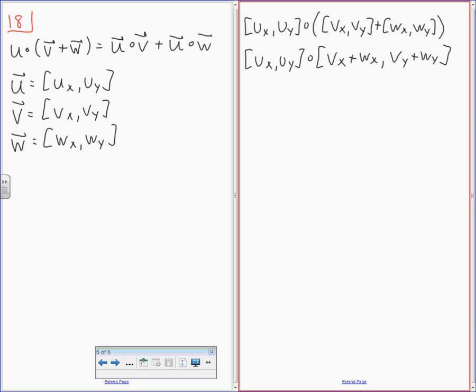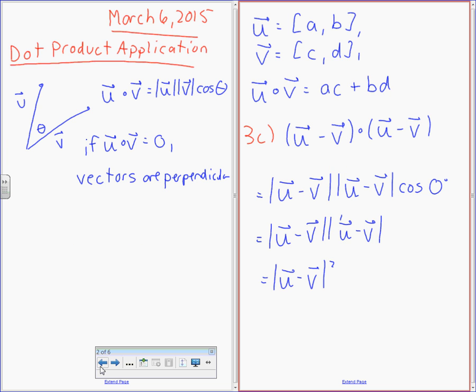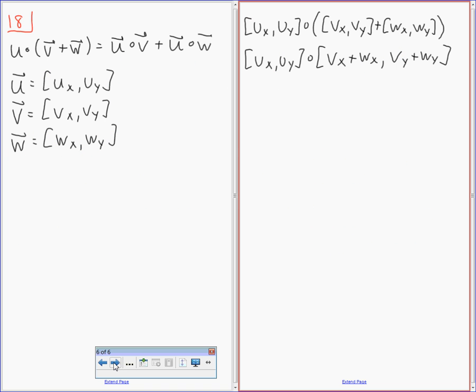What dot product is? Thank you for asking. Dot product is all the stuff we did at the beginning. So this is the dot product of these two things here. Okay. So U dot V is going to be the first one times the first one, plus the second one times the second one. With that hint, what is this going to be then?